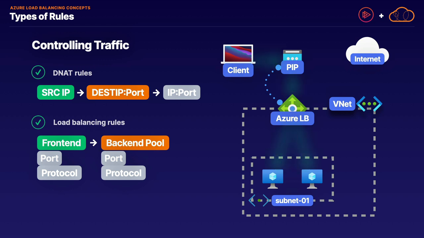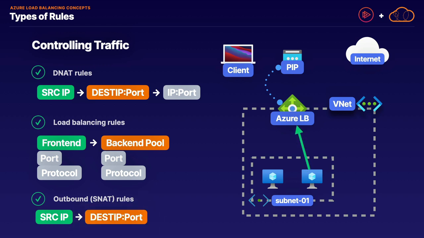And then we have, finally, our last rule type, which is our outbound rules. These are our source NAT rules. Think of these as the opposite of DNAT. We're talking about going from a source IP, which could be the private IP of a virtual machine, getting that out to a destination IP and port, which could be the public IP of our load balancing solution, and then sending that out to an IP and port somewhere else. For example, an IP and port out on the internet, requesting some sort of traffic from maybe a resource we have running on premise.